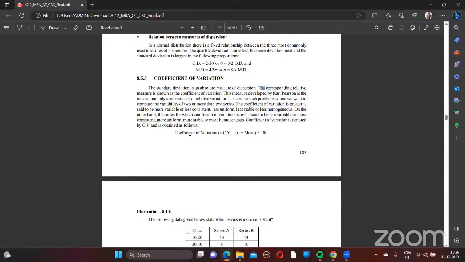It means whenever you are finding out the coefficient of variation, which is denoted by CV, the CV is calculated by means of the standard deviation divided by mean into 100. Standard deviation by mean into 100 is the formula where we need to calculate mean as well as standard deviation of each series. When we are comparing the two series, then we can see that whether series A is better or series B is better.